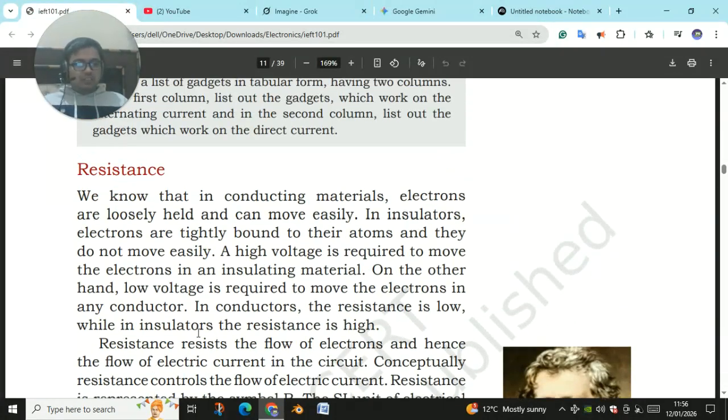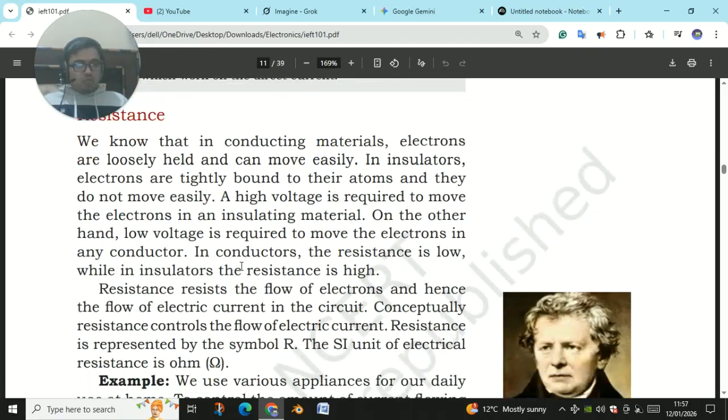Resistance. We know that in conducting material, electrons are loosely held and can move easily. In insulators, electrons are tightly bound to their atoms and they do not move easily. A high voltage is required to move the electrons in an insulating material. On the other hand, low voltage is required to move the electrons in any conductor. In a conductor, the resistance is low, while in an insulator, the resistance is high.